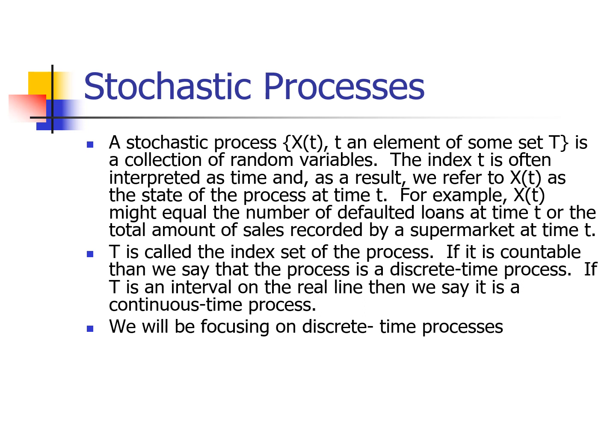So this is a little bit of a mathy definition. A stochastic process X(t), where X just means a random variable, is a collection of random variables. The index t is often interpreted as time, right? So you have X1, X2, X3, X4, and that just basically means where the process is at time 1 and time 2 and time 3 and time 4. So for example, it might be the number of defaulted loans at time t, or the total amount of sales recorded by a supermarket at time t.